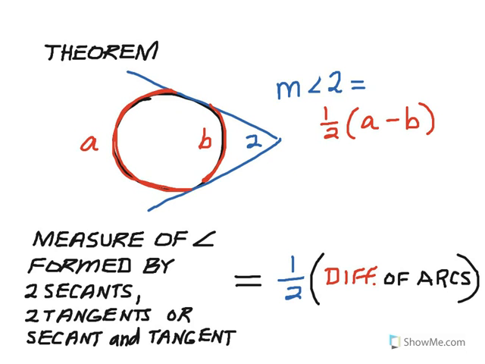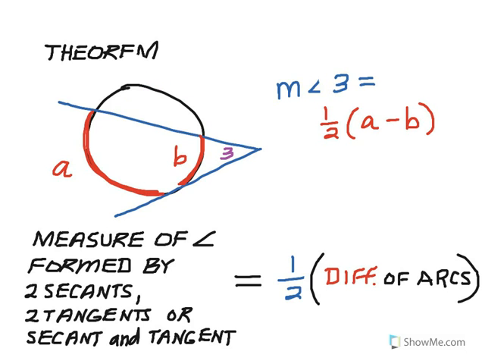The same thing goes for when you have two tangents drawn to a circle from an external point. The measure of the angle that's captured inside of those two tangents, that external angle, is equal to half the difference of the intersected arcs. And in this case, when you've got two tangents, notice that those two intersected arcs account for the entire 360 degrees of the circle. So in this case, the measure of angle 2 is half the difference between intercepted arc A and intercepted arc B.